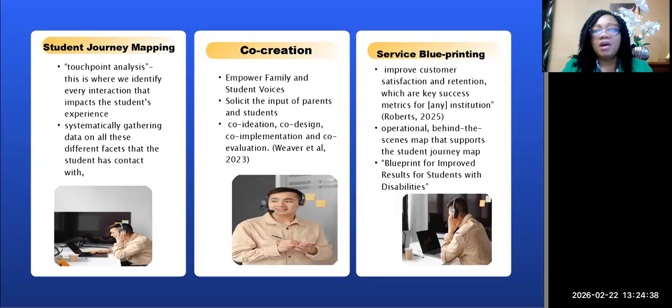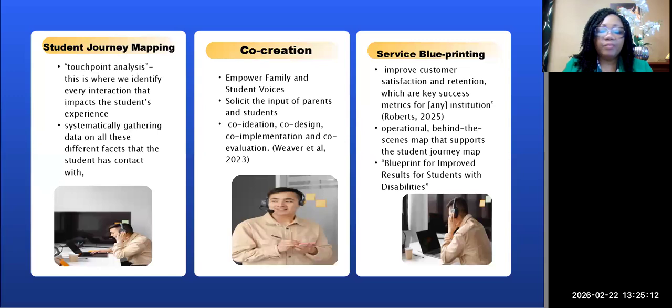So we had discussed the student journey mapping, and service blueprinting is closely related to this. And it talks about the behind the scenes or the back end support of the student journey. These are the things that all the staff and administrators need to do in order to deliver the experience. And according to Roberts, service blueprinting is primarily used to improve customer satisfaction and retention, which is going to be a key success metric for any organization, including schools.